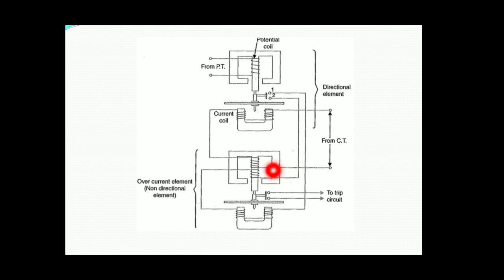The tripping contacts 1 and 2 of the directional element are connected in series with the secondary circuit of the overcurrent element. This is the overcurrent element. The second one is connected in this, and the first one is connected to this lower magnet.